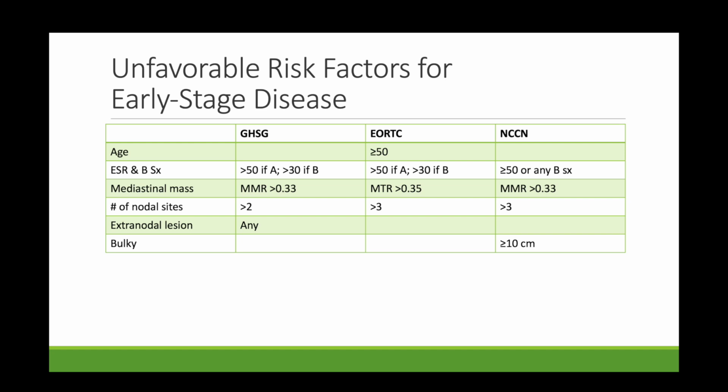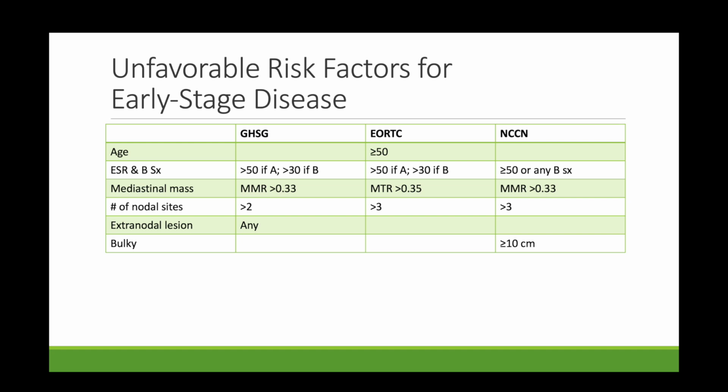All of the groups pretty much have the same exact mediastinal mass ratio. So if the mass that's occupying the mediastinum takes up greater than 1/3 of the maximum intrathoracic width, then that is considered unfavorable. For EORTC, they define it slightly different. They use the mediastinal thoracic ratio, which is the maximum width of the mediastinal mass over the intrathoracic diameter, specifically at T5 to T6 level. But just remember mediastinal mass ratio greater than 1/3 across all of the groups.